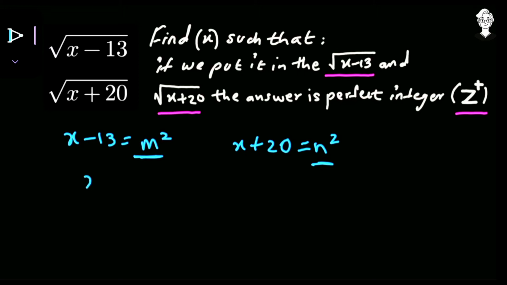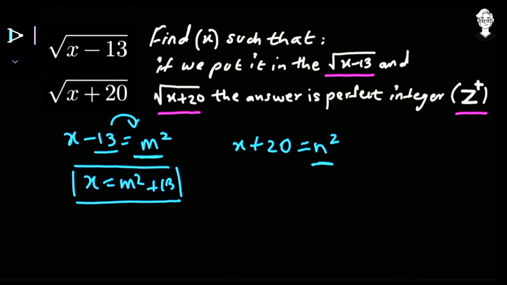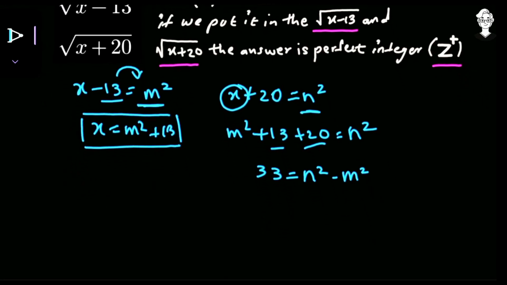From here I can see that x equals m² + 13. This 13 has shifted over here, so I obtain the value of x, that is equal to m² + 13. Now the value of x obtained I will put over here. So instead of x, m² + 13, and plus 20, which is already over there, equals n². Now 13 plus 20 is 33, and moving the m² over, 33 equals n² − m².